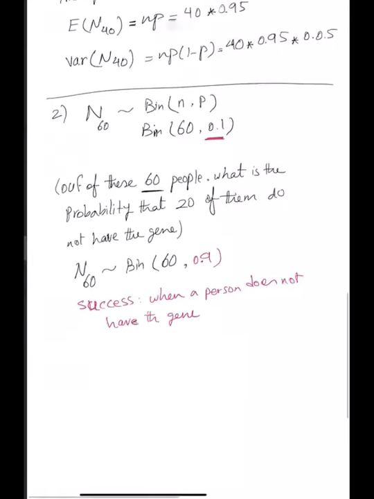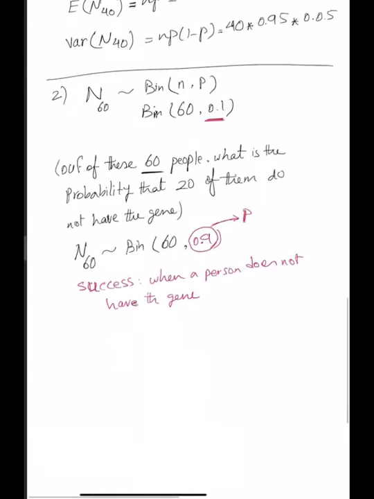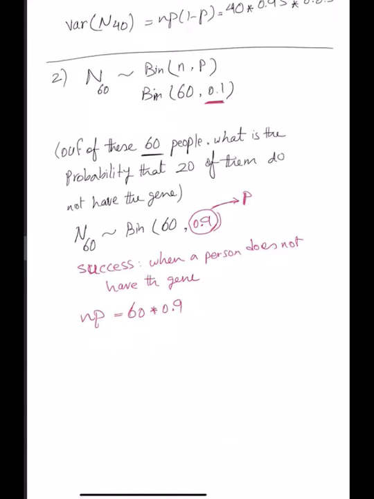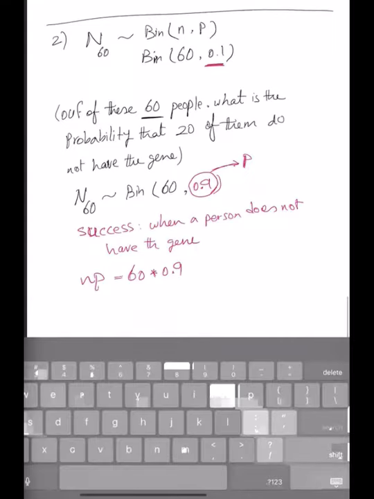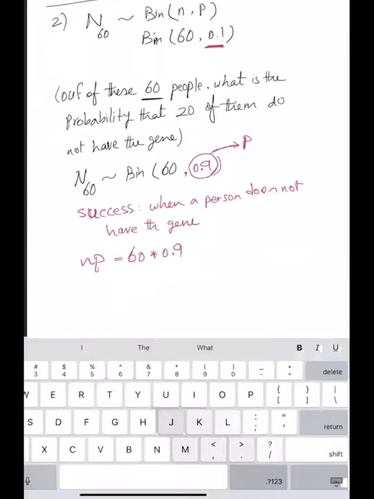Then if I want to again use the formula and do all the calculations, the P that I'm going to use is 0.9. If I ask you what the average number of people who do not have the gene is, when you look at NP, the P that you put here is 0.9, because I'm looking at the average number of people that do not have the gene. So not having the gene is success in this part.